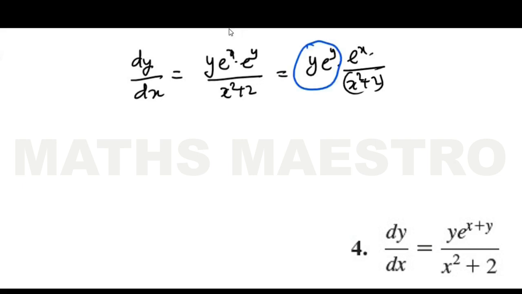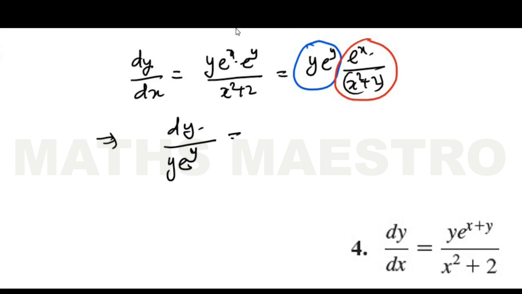This is a separate function of y, and this one is a separate function of x. So this will become dy/(y e^y) = e^x dx/(x^2 + 2). So question number 4 is also a very much separable equation, okay?